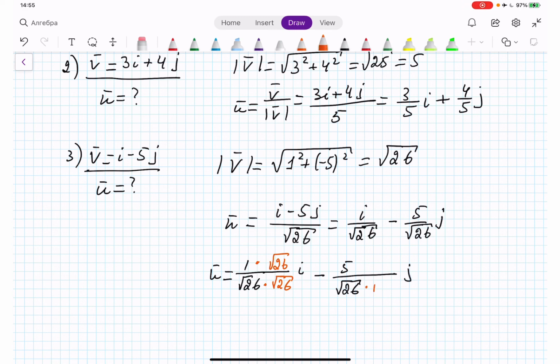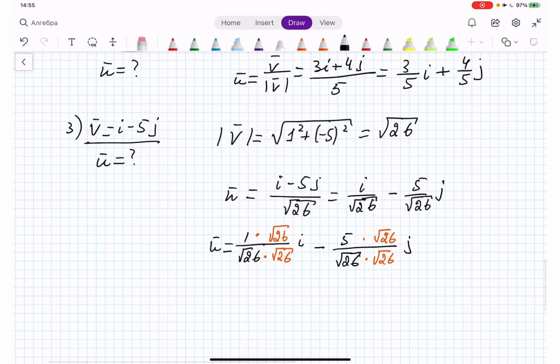Here is going to be again square root of 26 over square root of 26. And the result is going to be square root of 26 over 26 i minus 5 square root of 26 over 26 j. And we got the unit vector.